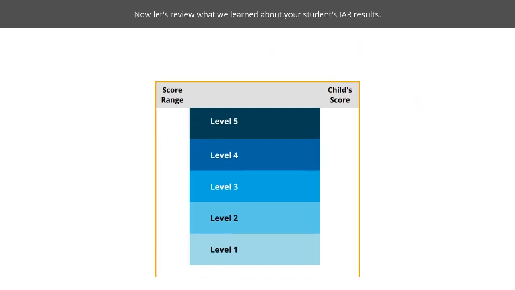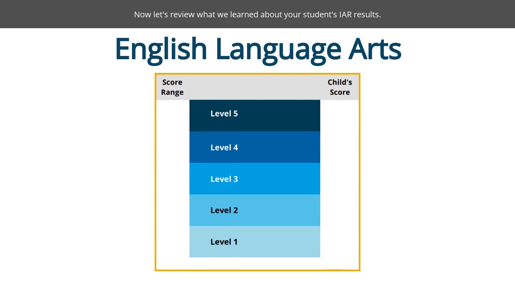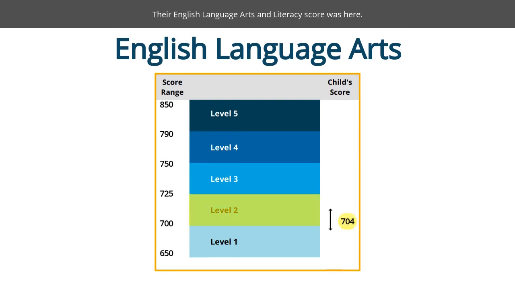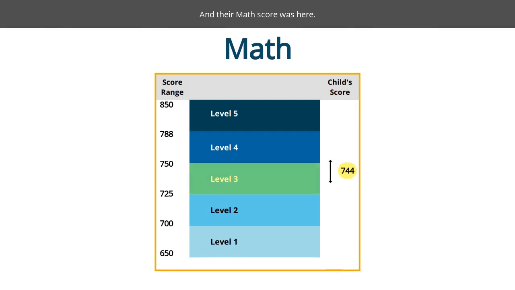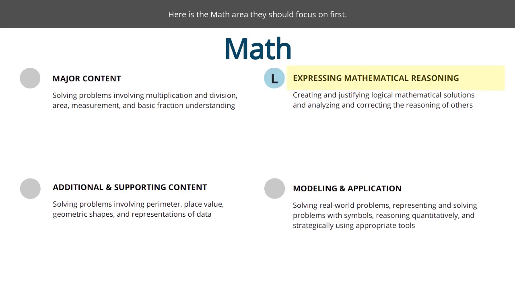Now let's review what we learned about your students' IAR results. Their English Language Arts and Literacy score was here. Here is the ELA area they should focus on first. And their math score was here. Here is the math area they should focus on first.